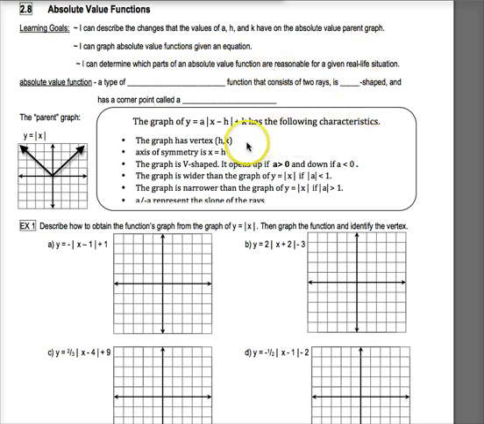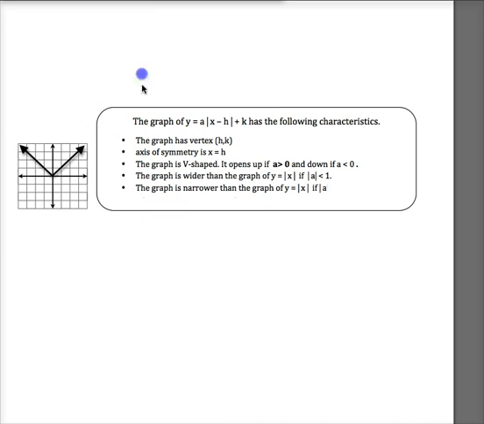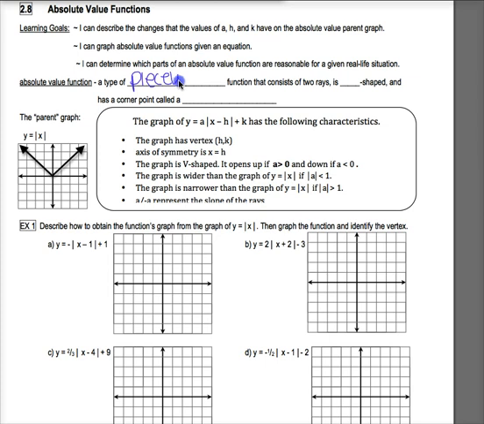given real-life situation. So first we should probably define an absolute value function, which is a type of piecewise function, which is why we're studying it right after piecewise functions. It consists of two rays, is V-shaped, and has a corner point called a vertex. So most of you probably know what an absolute value graph looks like because you did graph them in Algebra 1, but you didn't talk about the parent graph.